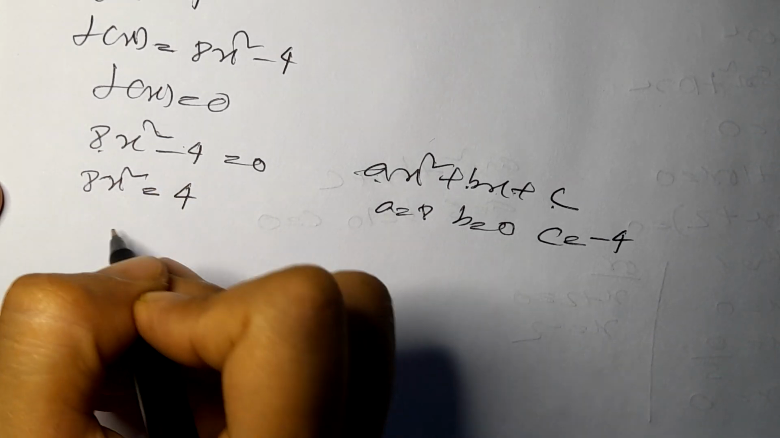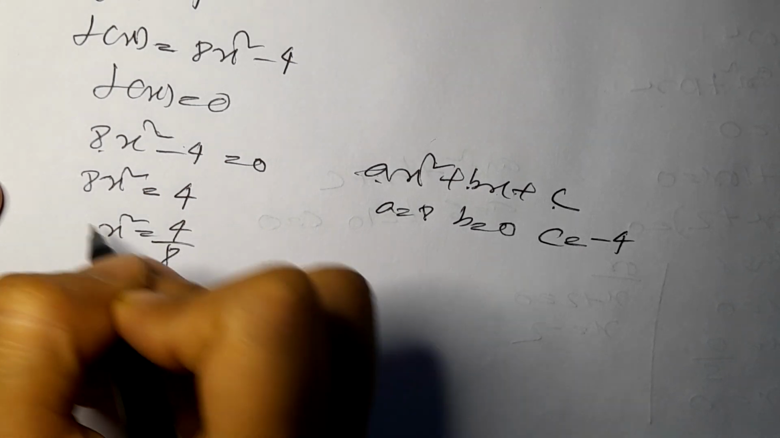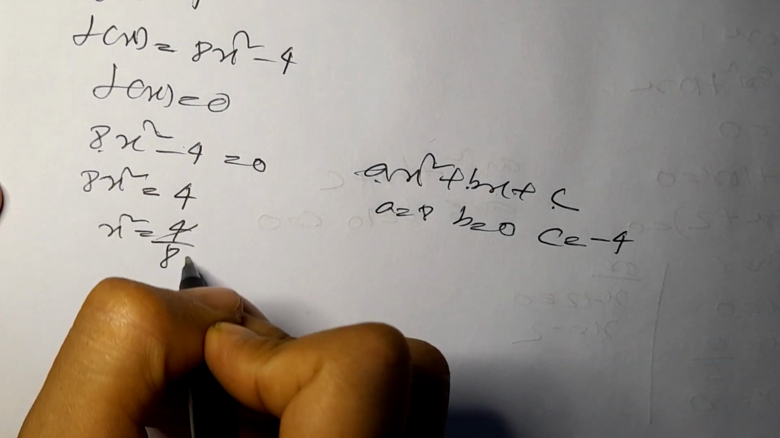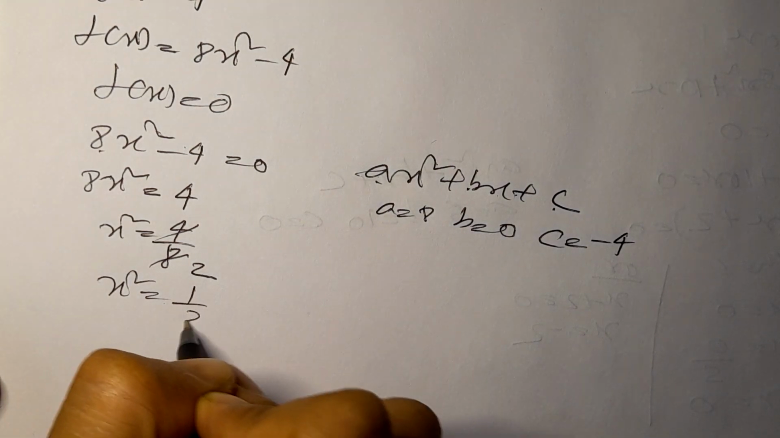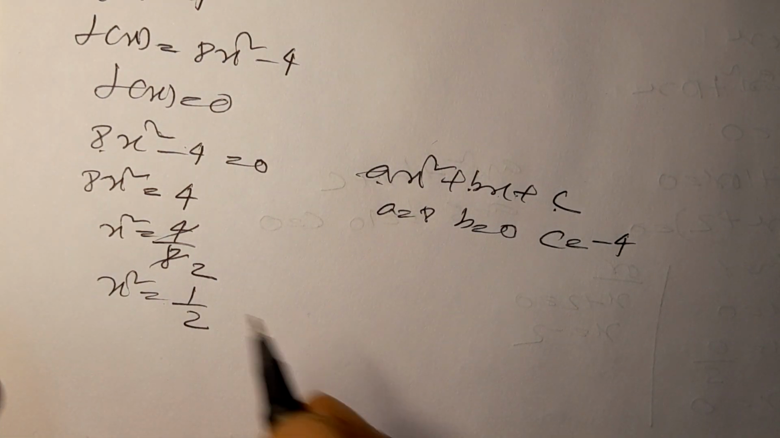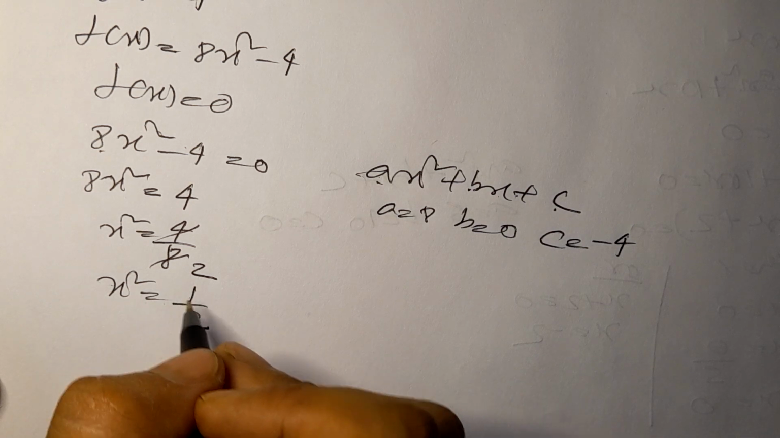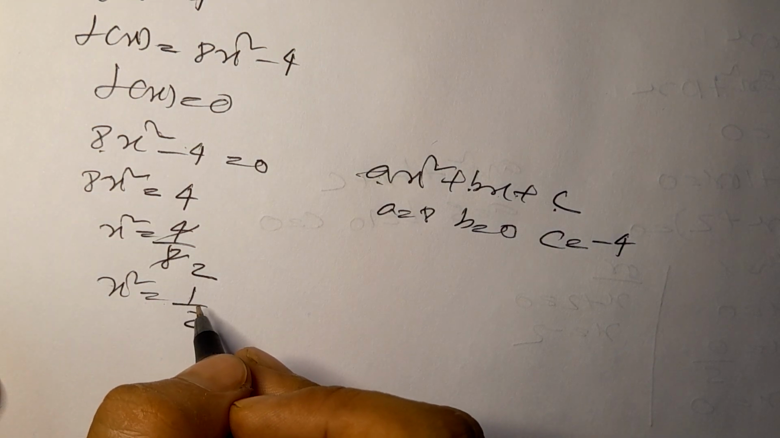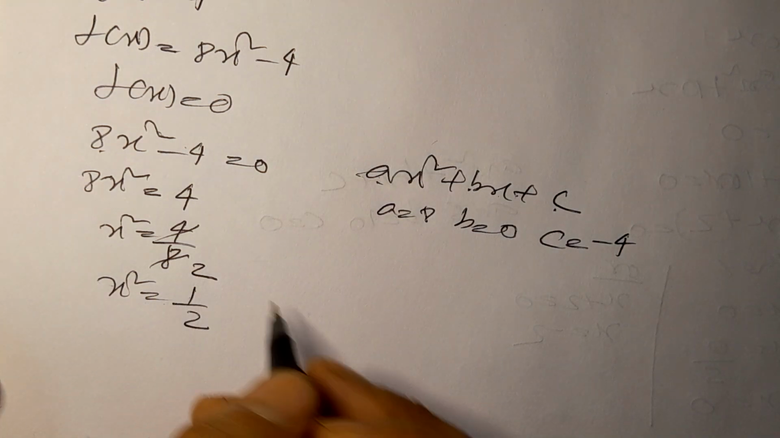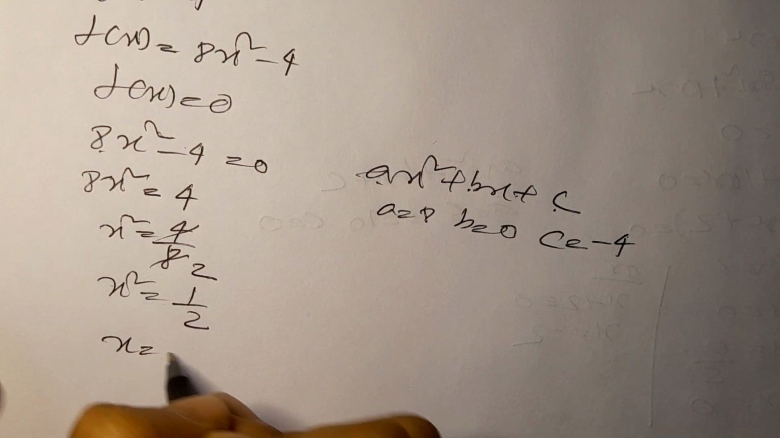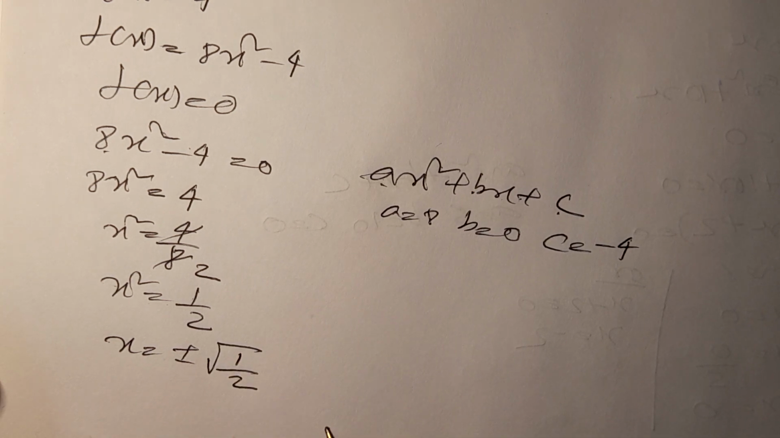Take the 8 to that side, so x square equal to 4 by 8. We can cancel it, so x square is equal to 1 by 2. We have to find the value of x. Whenever we move the square to the other side, the square becomes a square root along with the plus minus sign. So x equal to plus minus root of 1 by 2, that is plus minus root 1 by root 2.